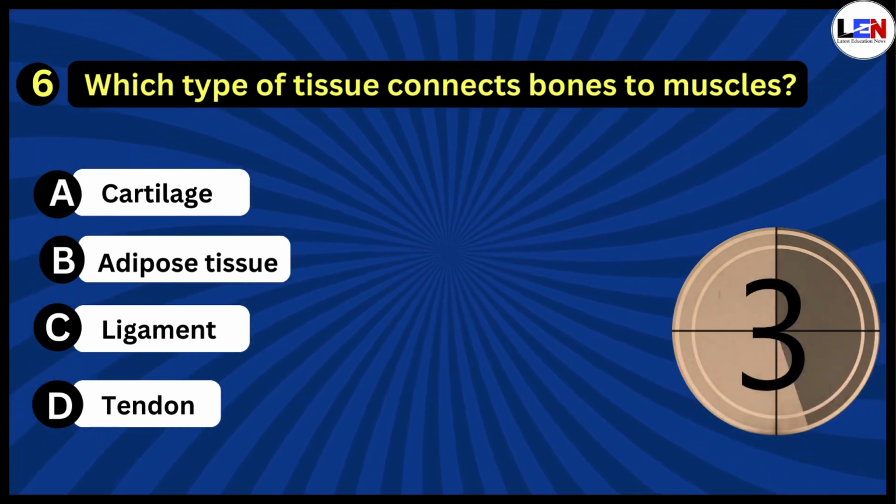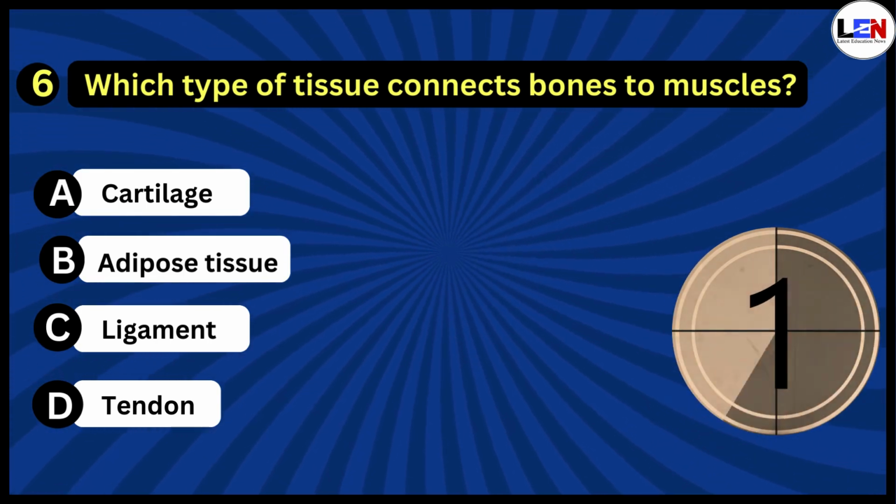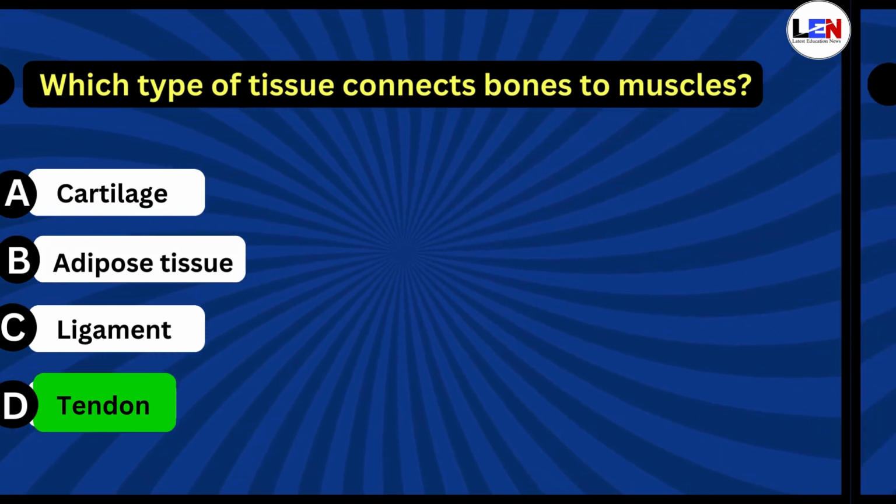Which type of tissue connects bones to muscles? A. Cartilage. B. Adipose tissue. C. Ligament. D. Tendon. The correct answer is option D. Tendon.